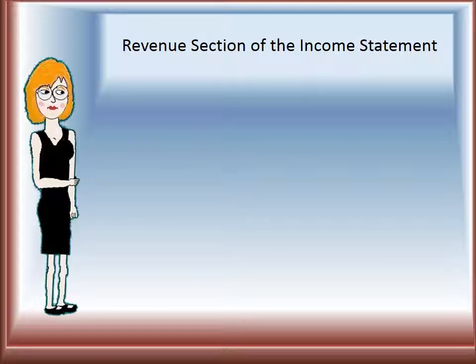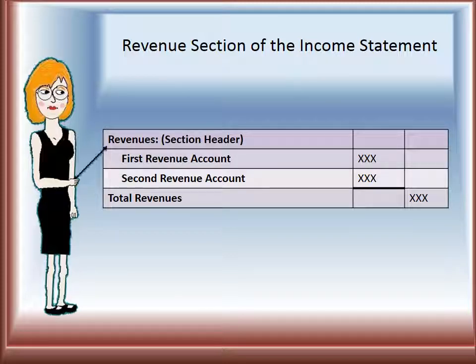Now, we'll move on to our second section, which is the revenue section. In the revenue section, we'll have a section header, which is revenues, and there will be no dollar amount for this in either of the dollar amount columns. Then we will list the revenues, starting with the highest, first revenue, and the dollar amount, and then the second highest and its dollar amount.